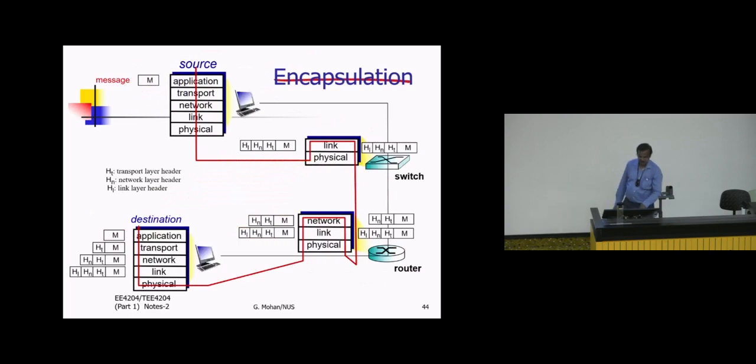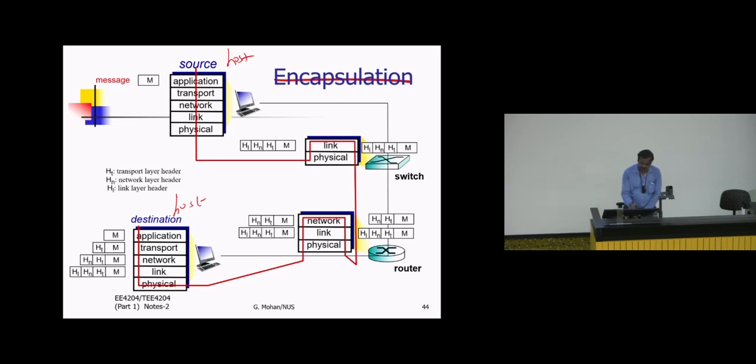This is the last slide to illustrate how the data flows through various network elements. Let's say there's a host, and this is the destination host. We use the internet architecture for illustration. This also shows how the encapsulation is done.